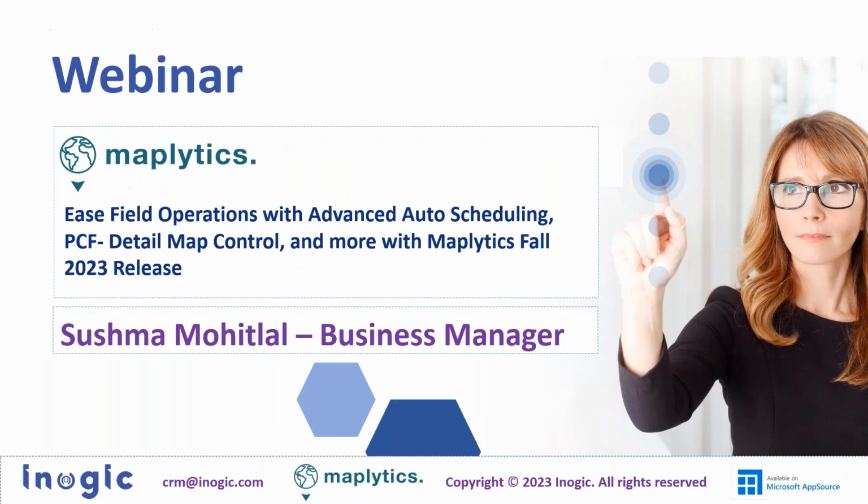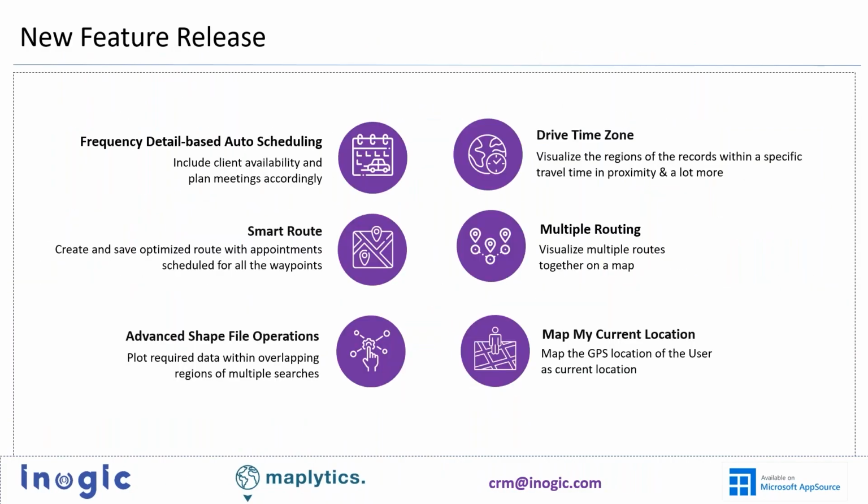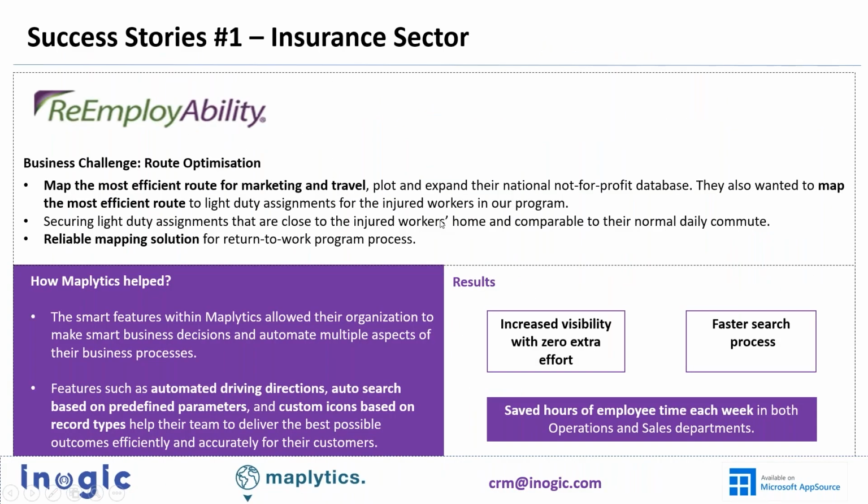Okay, I believe I have answered all of the questions over here, and within this slide we have added some success stories as well. These are from our very valuable customers, Re-Employability. They basically help injured workers get light duty assignments. They have been using Maplytics for quite a while now, to search for nearby light duty assignments and assign them to the injured workers.